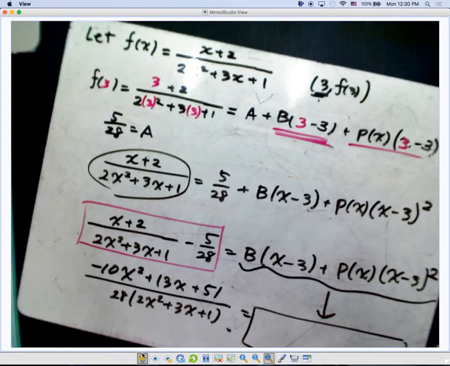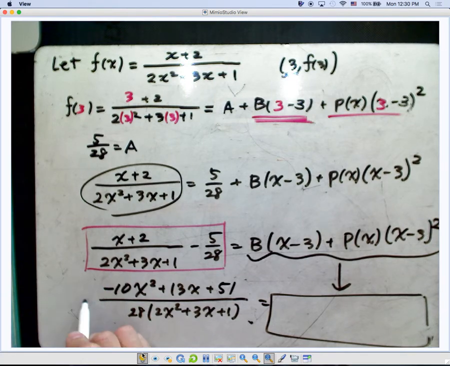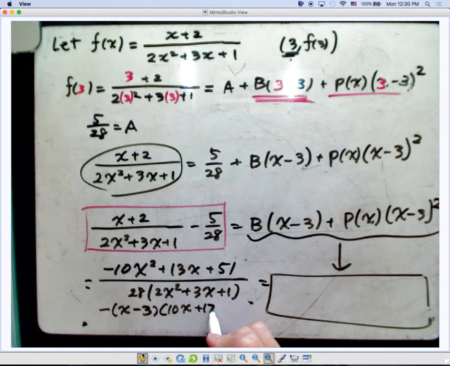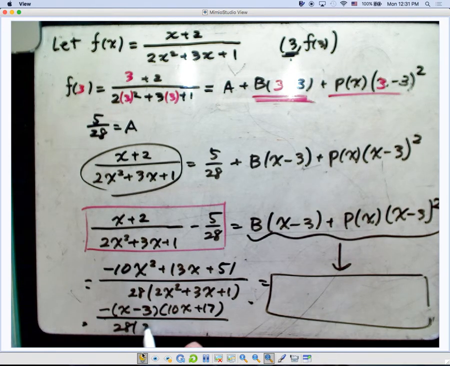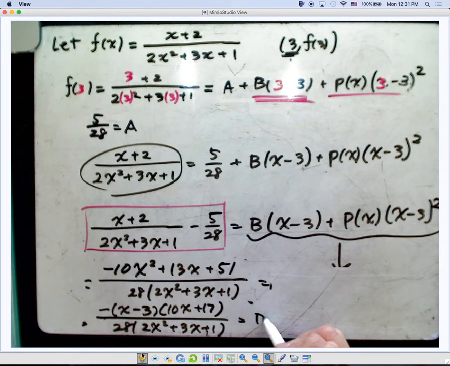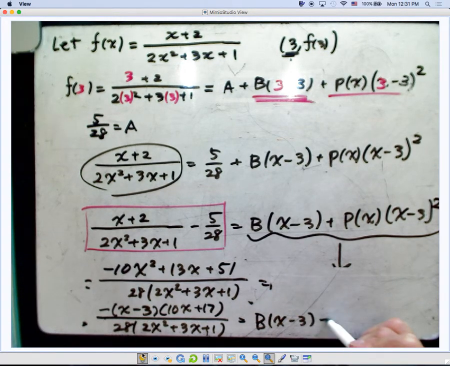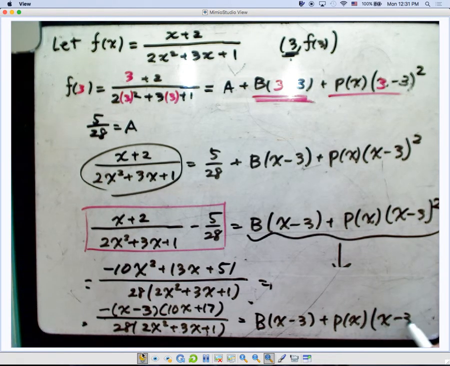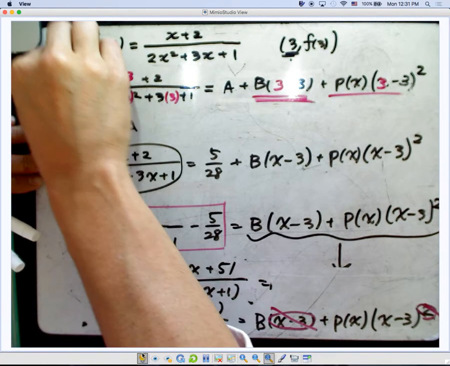So this guy right here is equal to negative x minus 3 times 10x plus 17 all over 28 times 2x squared plus 3x plus 1, which equals the right side of it, which is b times x minus 3 plus p of x times x minus 3 to the second power. Now you realize that on the left side you have x minus 3 and on the right side you have x minus 3 as well. So we're going to cancel that out by dividing by x minus 3. So that's going to be gone.